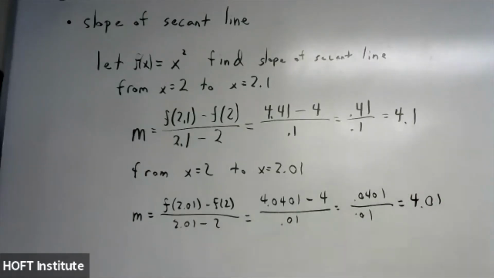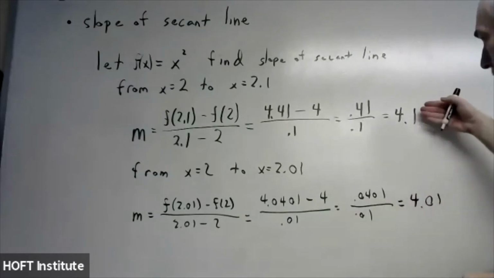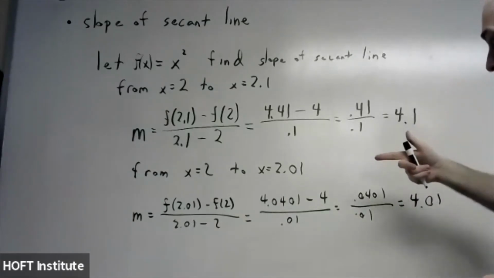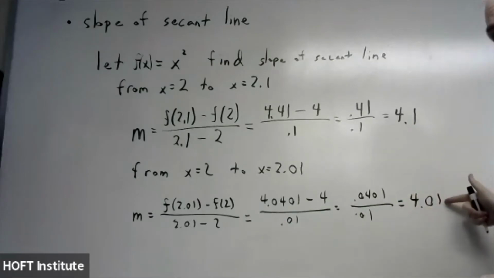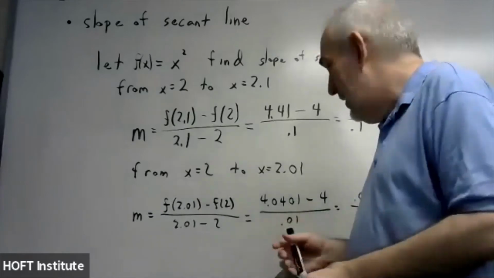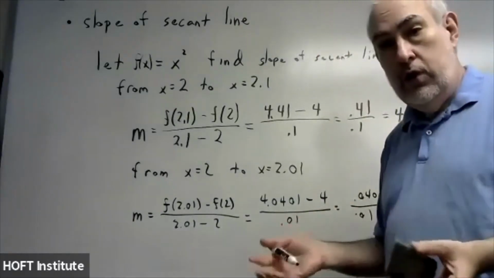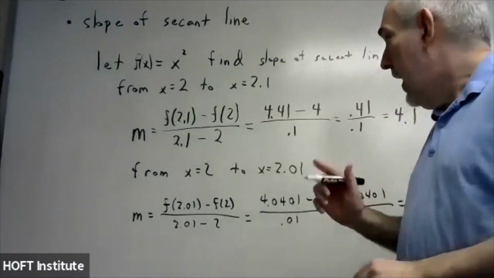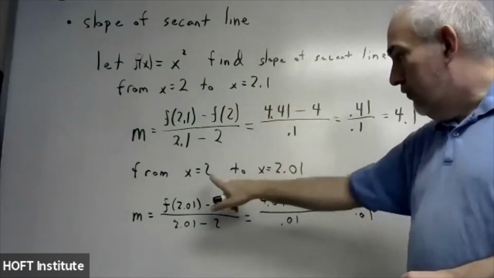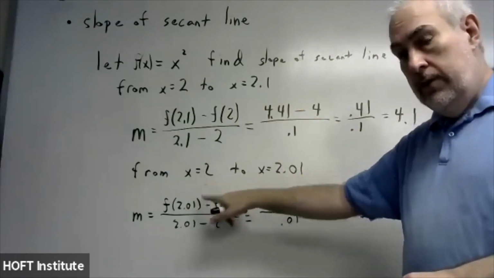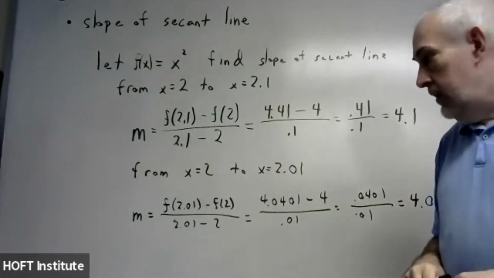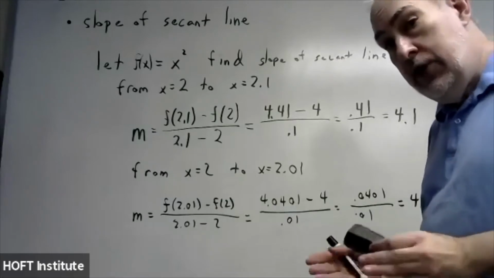4.01. Now, notice that when we went from 2 to 2.1, we got 4.1, and when we went from 2 to 2.01, we got 4.01. You may suspect that these numbers are getting closer and closer to 4. And as we make this value get closer and closer to 2, then our slope is going to be approaching 4. And that would be the slope of the tangent line.